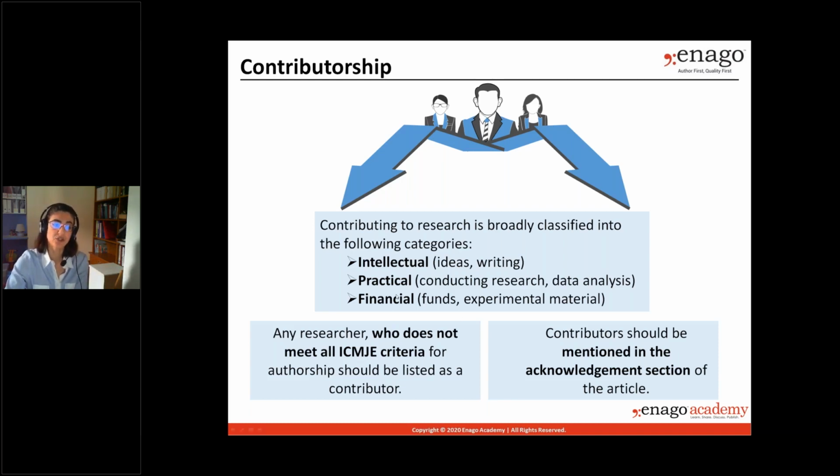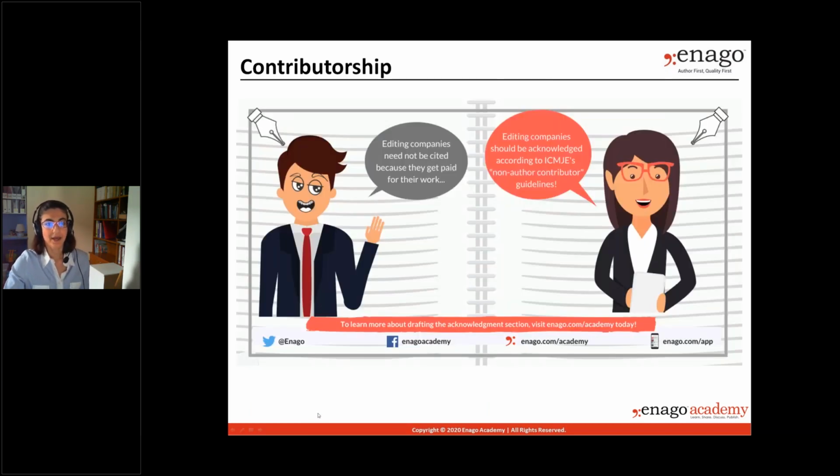However, if someone has contributed in any one or part of any one of these ways, but not the full criteria we've been talking about in regards to authorship, then they do not merit being an author, but they should be acknowledged as a contributor in the appropriate acknowledgement section that comes at the end of all articles. And this also involves any editing companies that have been assisting the team with the preparation of their manuscript, who, according to the ICMJE's guidelines, should also be acknowledged in the acknowledgement section.